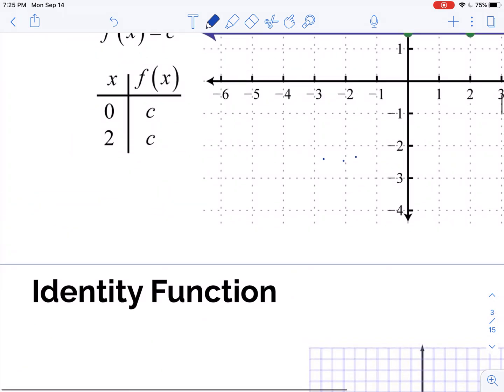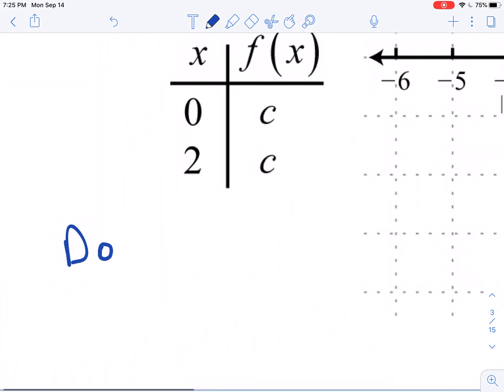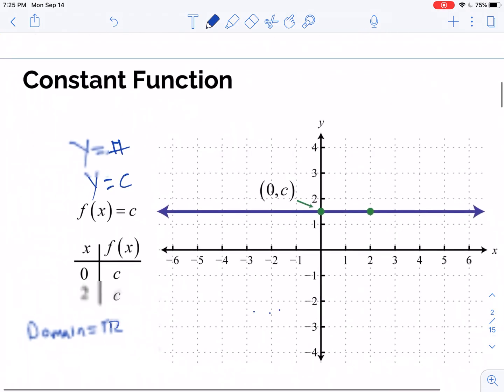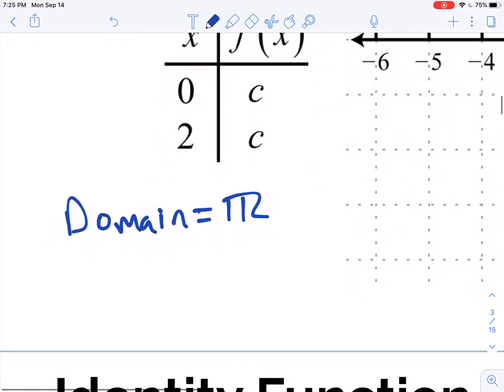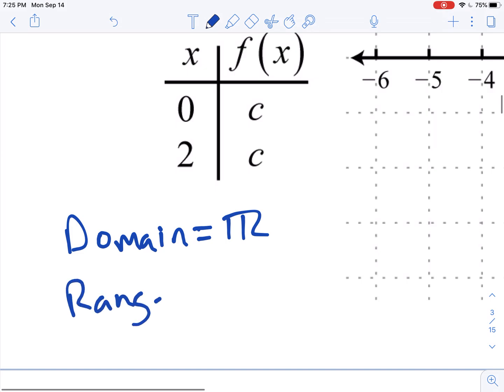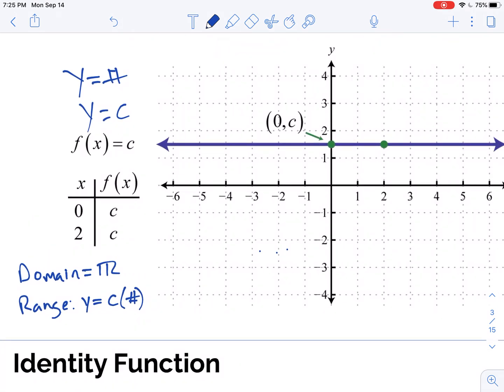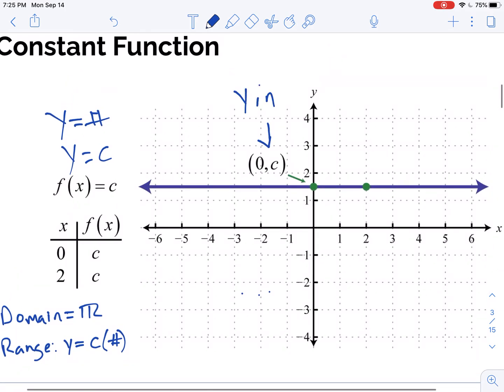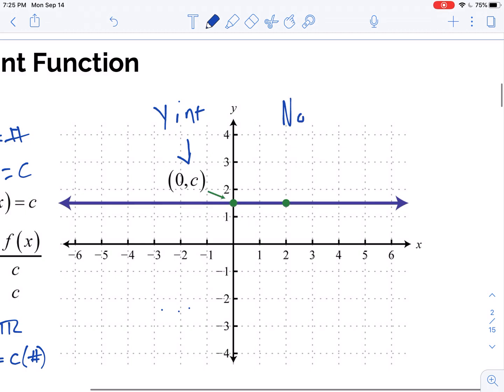Now your domain for these functions is all real numbers. And we can see that with the arrows on both ends of our horizontal line here. It goes on forever and ever in both directions. My range for these functions is literally the exact same thing as the function itself. Is y is equal to whatever value c. And I'm going to put number in parentheses because you might understand number a little bit better than c. But I'm just saying y is equal to that specific number. Domain, all real numbers. Your y-intercept here is going to be c, so that's your y-intercept. And in this case, you have no x-intercepts.